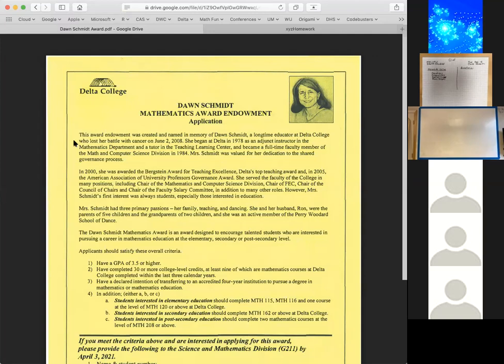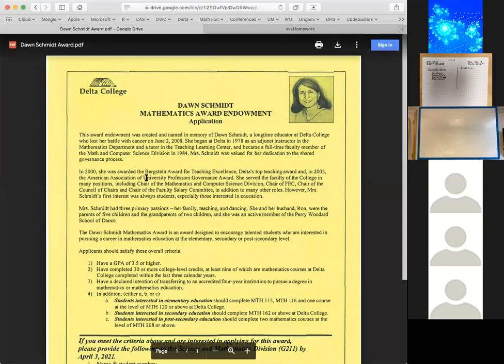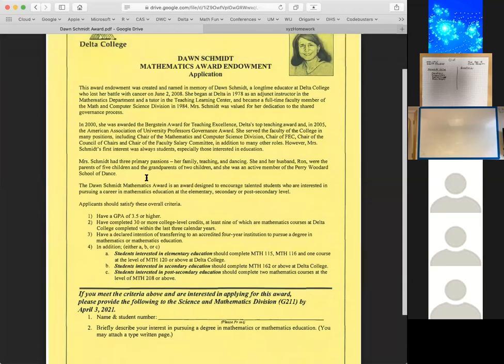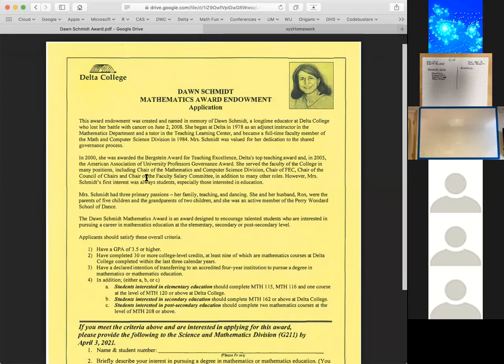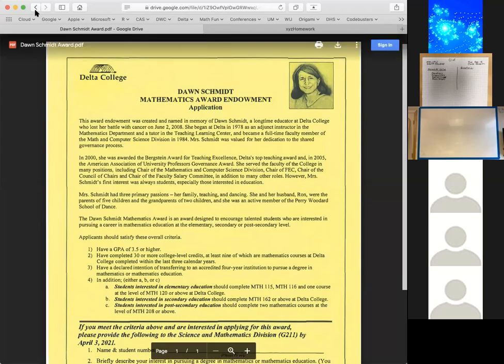It's kind of directed towards people who are considering teaching math, at the elementary, secondary, or post-secondary level. If you have an interest in this, read this application. And if you have any questions about it in particular, feel free to send me a note. But it's open to students at every level. It's not meant to be only if you're taking the highest classes or only if you're just graduating.